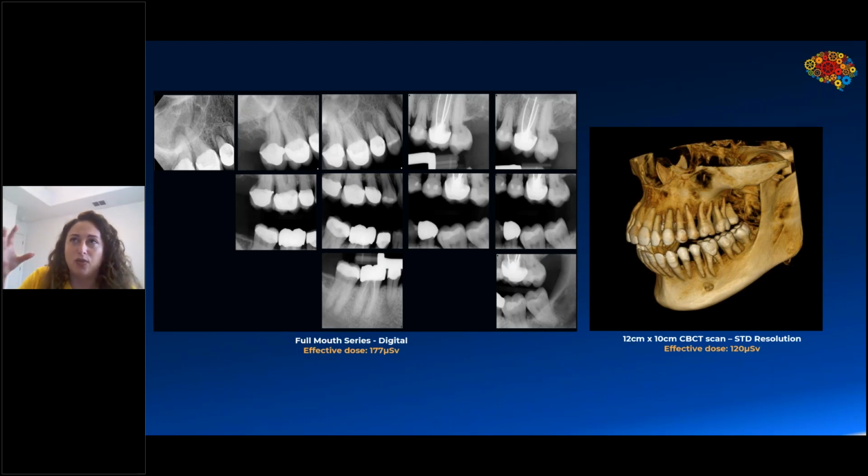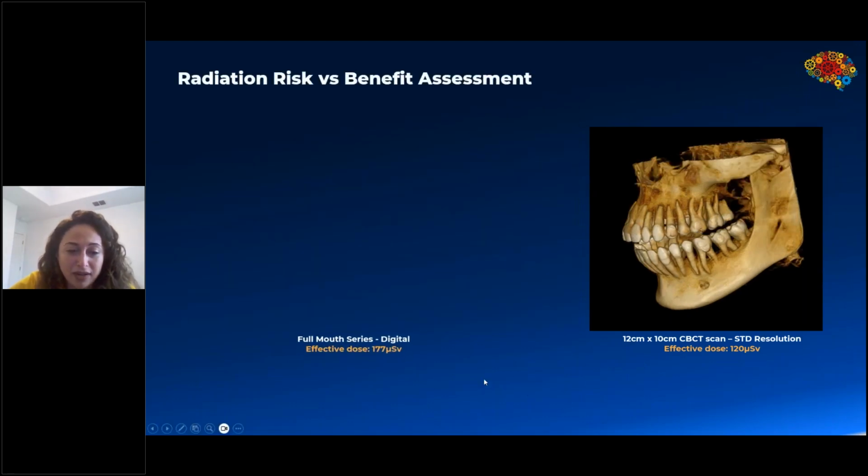But this variation or change in effective dose will be comparable to a 2D image. So if you see a 120 number versus 177, it does not mean that every scan you take will be less than a full mouth series or less than a pan. In fact, if we compare with a panoramic radiograph, a pan is much less than CBCT. It's 56 microsieverts compared to 120.